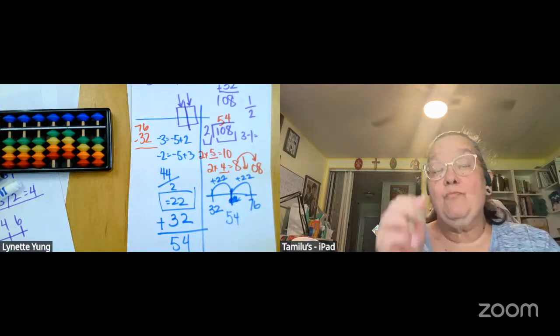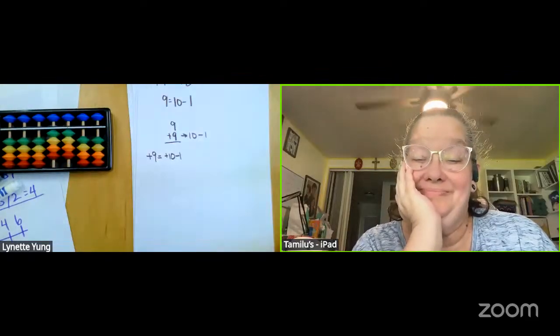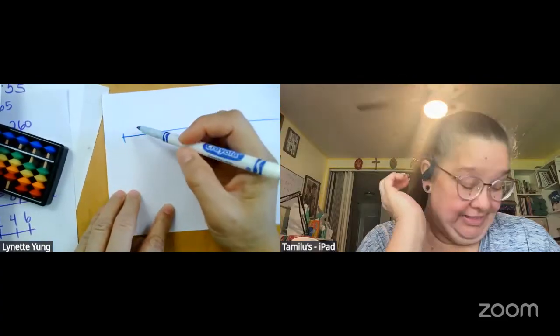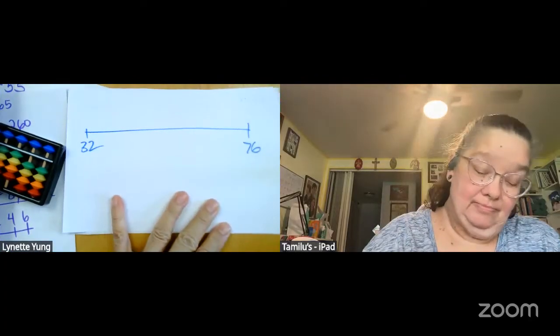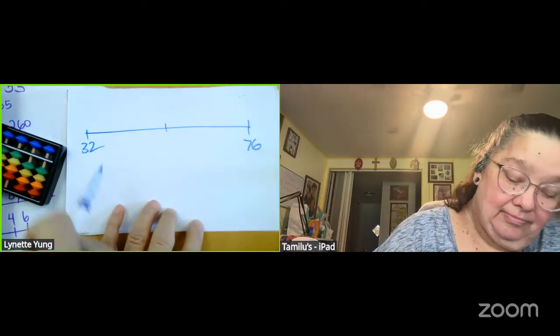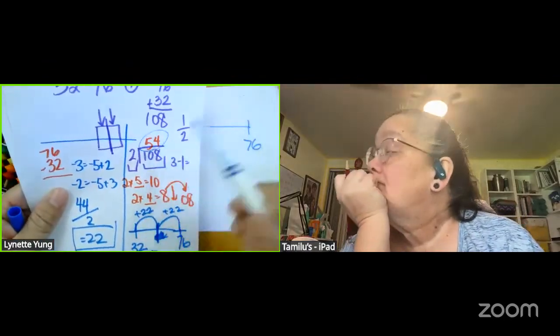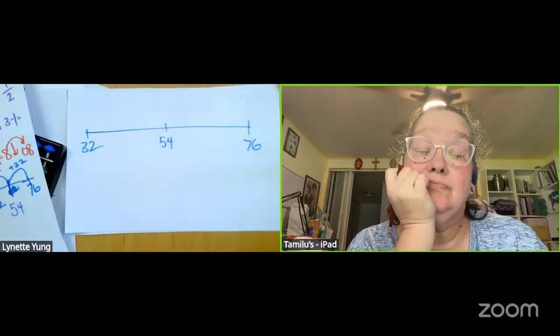So let's draw a number line. There we go. So I draw my number line, and you have 32 on one end, and what was the other number? 76. 32, 76. We know from the equation it's 54, right? Yes. So pretend we didn't know that number there.